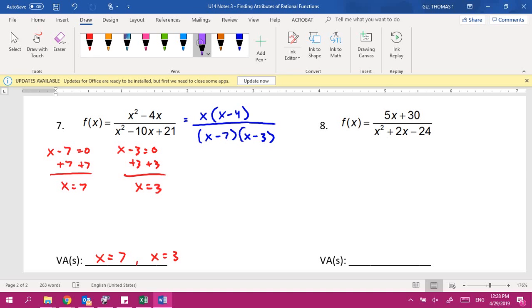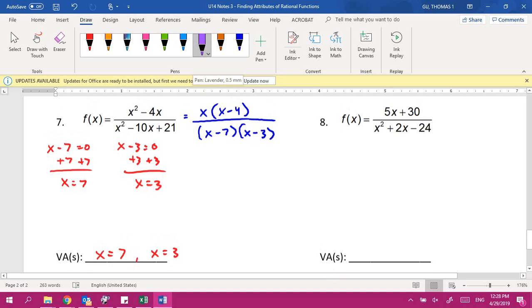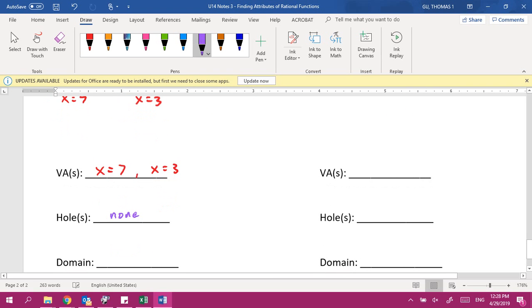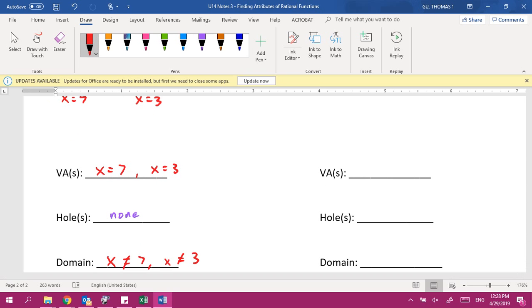Are there any holes on this function? No. Why not? There's nothing to cross out. Nothing cancels out, that's right. And then what is my domain? x does not equal 7 and x does not equal 3. That is it.